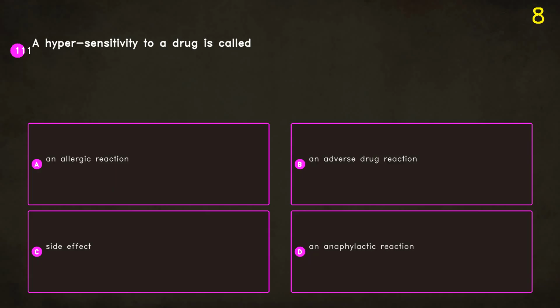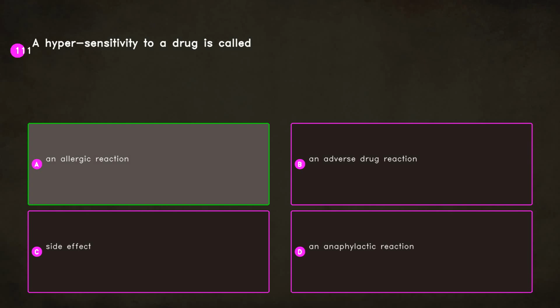Question 111. A hypersensitivity to a drug is called A. an allergic reaction. B. an adverse drug reaction. C. side effect. D. an anaphylactic reaction. The correct answer is an allergic reaction.